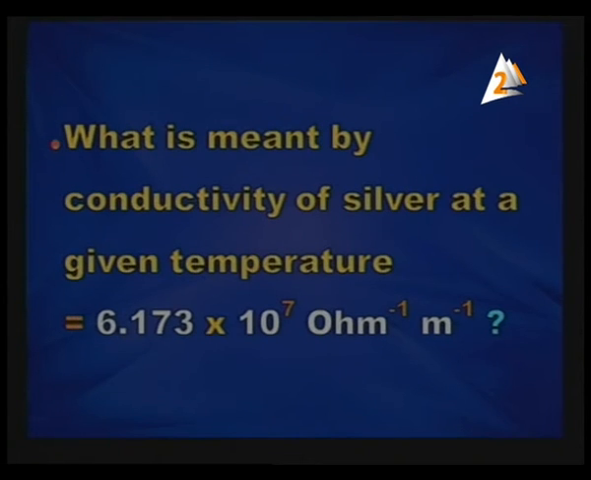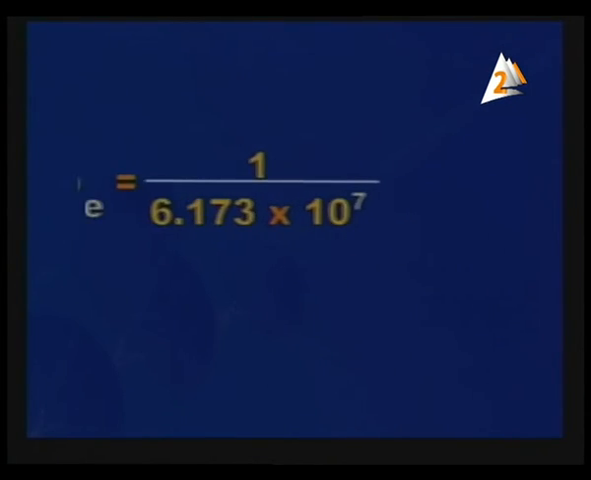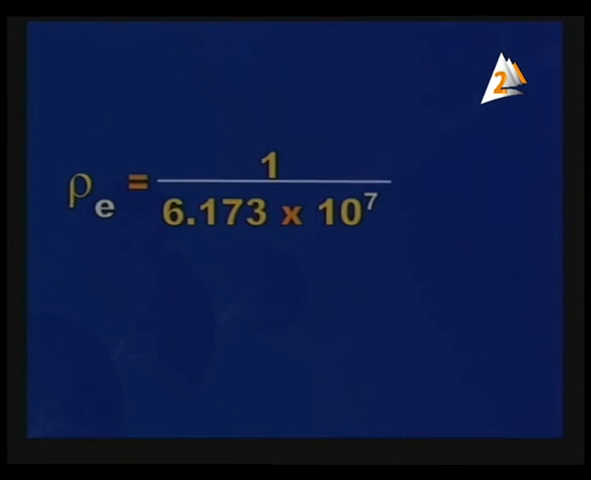And now what's meant by conductivity of silver at a given temperature is equal to 6.173 times 10 to the power of 7 ohm to the power of negative 1 meter to the power of negative 1? Okay, it's all easy for you. The best thing to do here is to convert it into resistivity. So resistivity equals 1 over 6.173 times 10 to the power of 7. So it will be 1.62 times 10 to the power of negative 8 ohm meter. And now it will be easy for you to define resistivity.